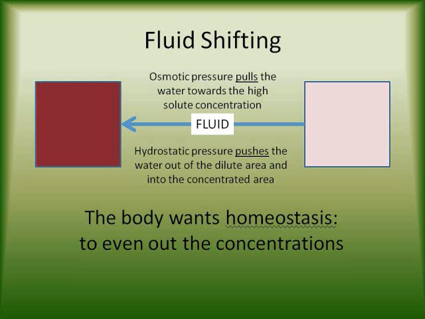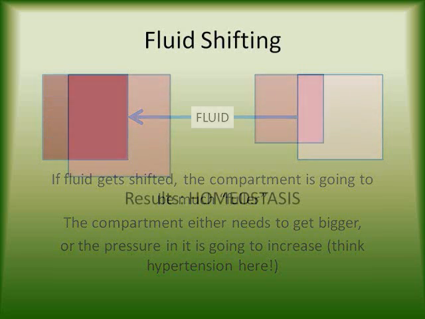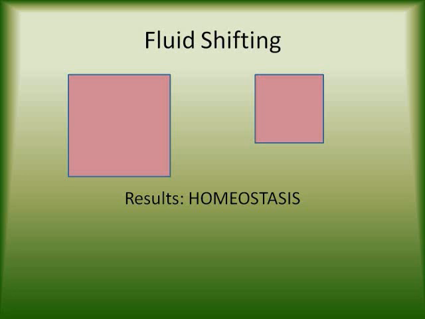The body wants homeostasis. The body wants to even out the concentrations. If fluid gets shifted, the compartment is going to be much fuller. The compartment either needs to get bigger or the pressure in it is going to increase. Think hypertension here. The result is homeostasis. We have two compartments with the same concentration. This is very simplistic. As you're starting to realize, this is actually a very complex operation that's going on with many different forces pulling and pushing fluids back and forth.